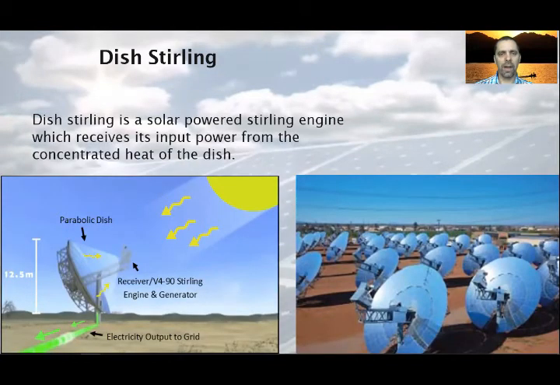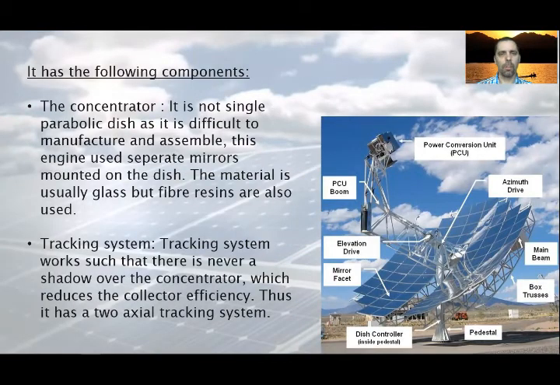The second type of high-temperature solar collectors are the dish Stirling. It is a solar-powered Stirling engine which receives its input power from the concentrated heat of the parabolic dish. The fluid located in the receiver is heated to a temperature of more than 750 Celsius degrees, thereby obtaining a certain heat energy. The thermal energy obtained is used by the Stirling engine or the microturbine to produce electricity. It has the following components.